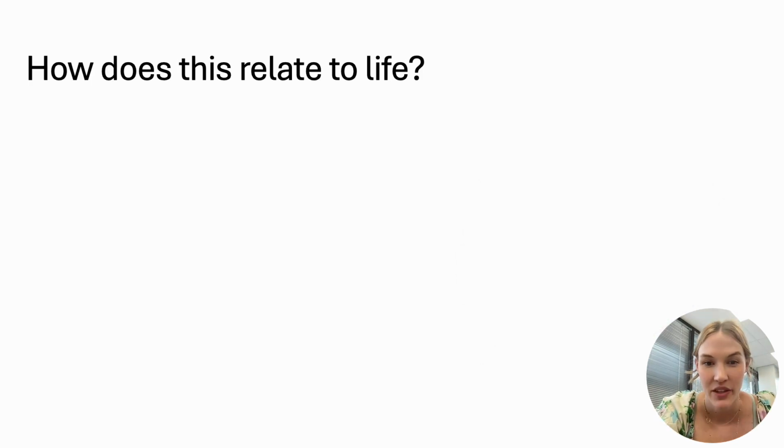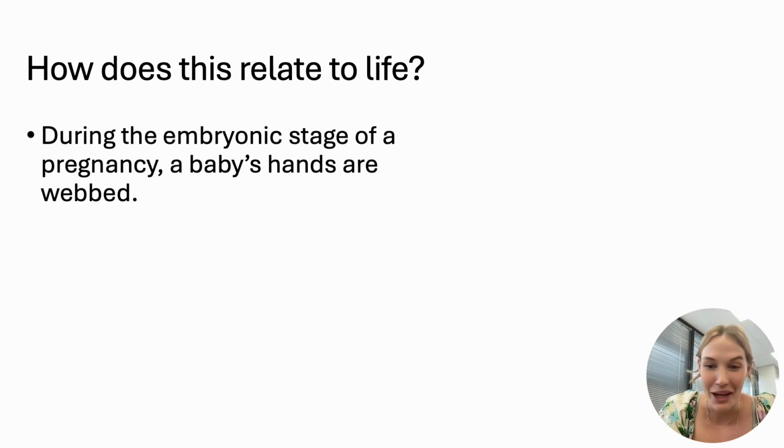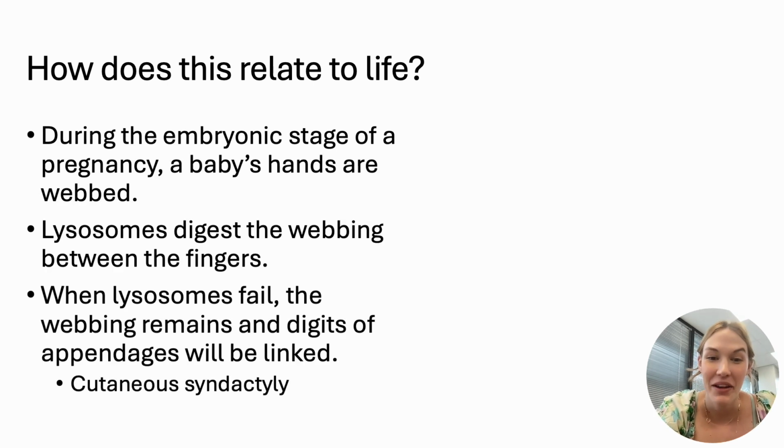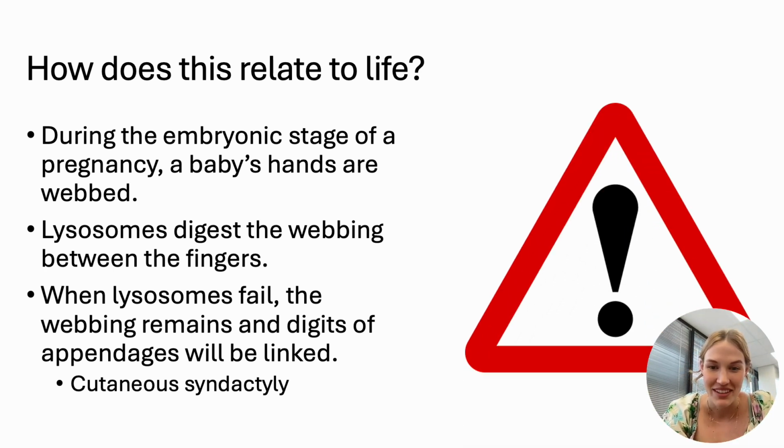Okay, and so I want you to think about how would this relate to life? Because remember, AP, always about application. Well, actually, your lysosomes are very important for your embryonic stage in pregnancy. So your hands, when you're in the womb, are originally webbed. And so they actually have webbing between the fingers. And so the lysosomes are the organelles that actually are digesting that webbing between the fingers. And when it fails, we actually have webbed fingers.